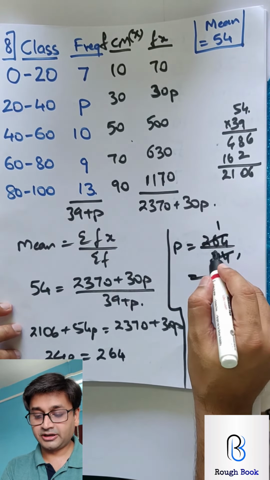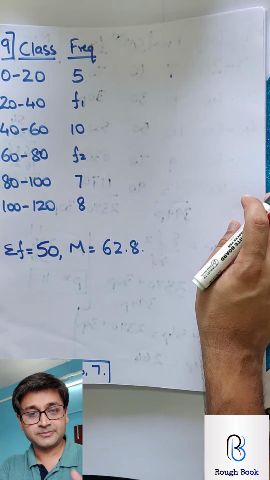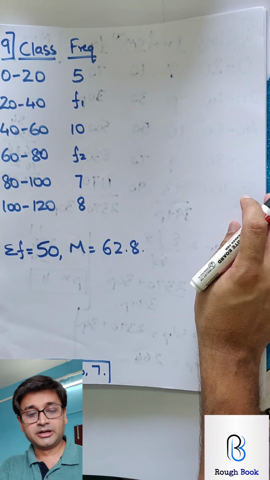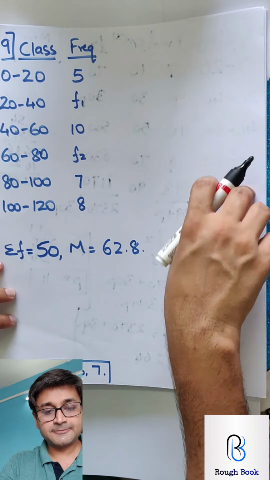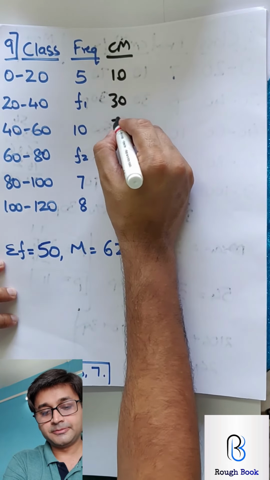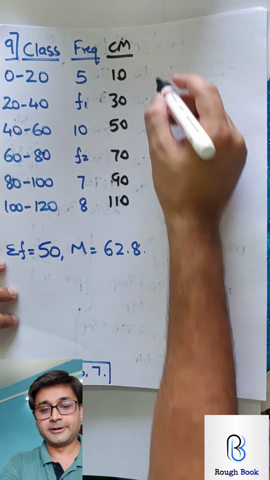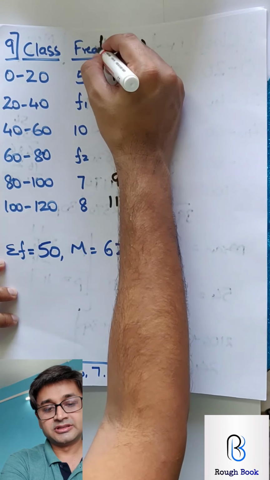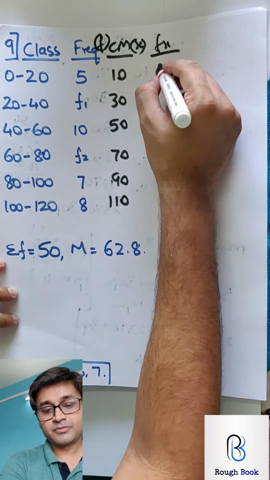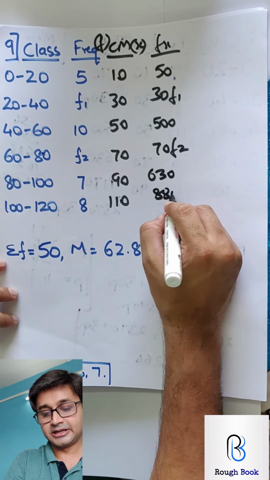Last question, sum number 9. Two missing frequencies. You remember, two missing frequencies, what happens? Yes, you are right, simultaneous equations. So let's hit it, guys. First class mark: 10, 30, 50, 70, 90 and 110. And then this is x, this is f. So fx: 50, 30 f1, 500, 70 f2, 630 and 880.